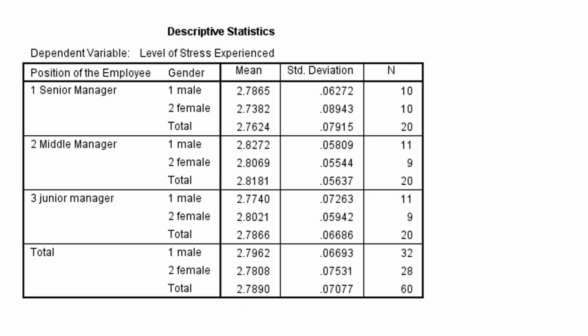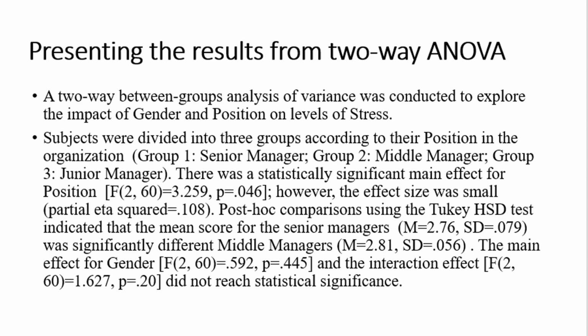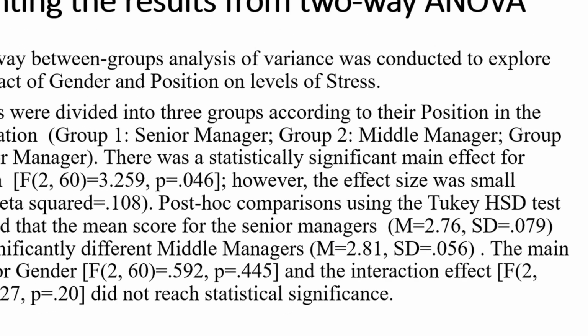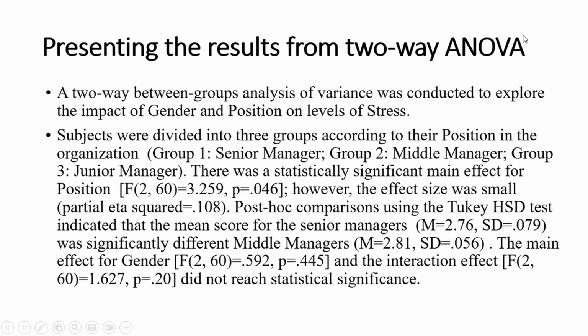How would you write the results? Let us see the results. Presenting the results from two-way ANOVA. A two-way between groups analysis of variance was conducted to explore the impact of gender and position on levels of stress. Subjects were divided into three groups according to their position in the organization. Group 1 was senior managers, Group 2 middle managers, and Group 3 junior managers.